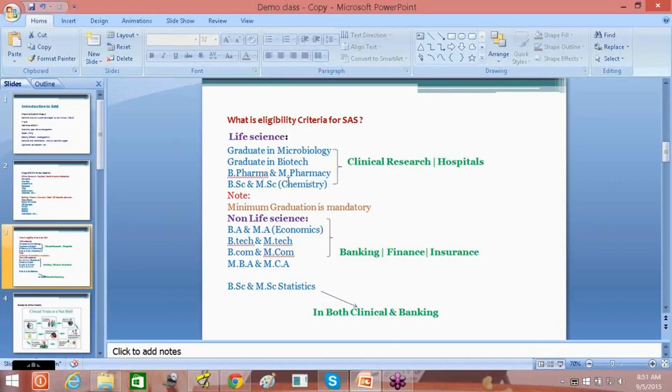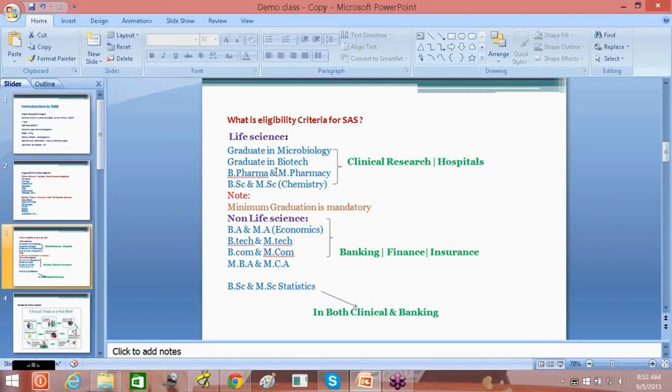So these people come under the life science background because they know the terminology in clinical. They can easily understand the clinical data. The data is related to your life, like some drugs information. They can easily understand that. But due to the terminology problem, I divided into two categories.